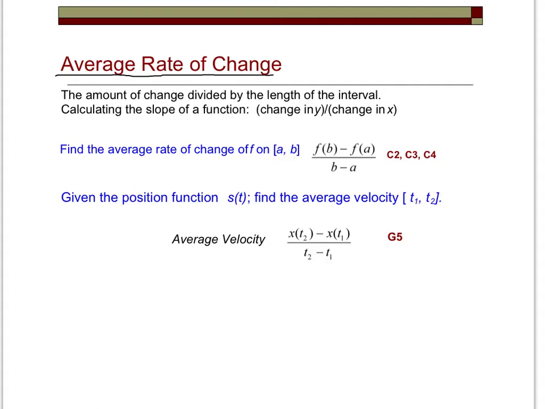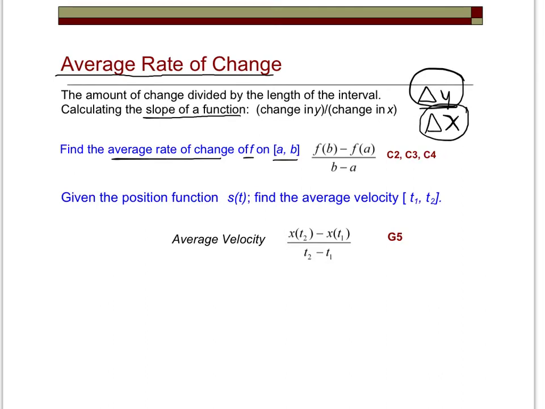First of all, average rate of change. We've learned this actually in Algebra 1. This is basically calculating the slope of a function when you are given the original function, and that is known to be the change in y over the change in x. So an example problem: let's say you have to find the average rate of change of a function f on the interval [a, b]. We know this to be f of b minus f of a, which is the change in y, over b minus a, which is the change in x.